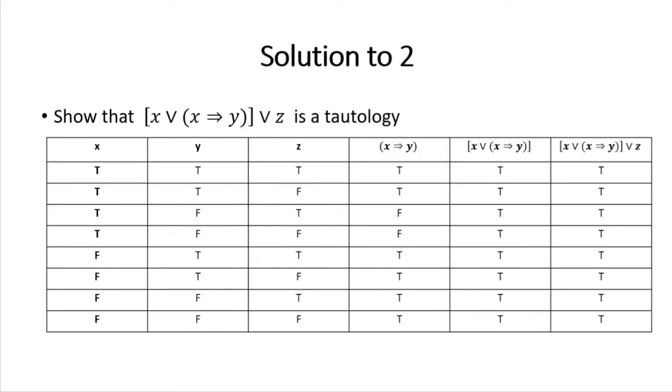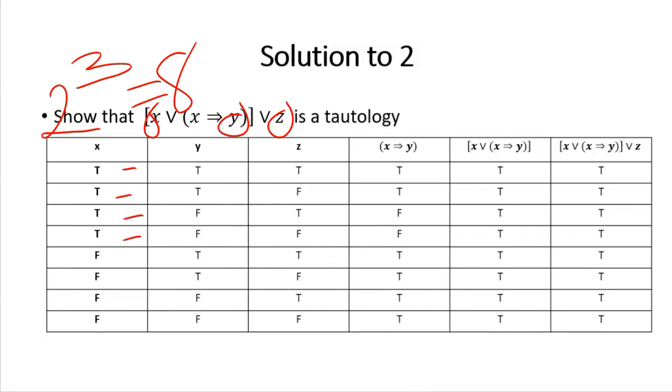Okay, next one, question number 2. How many statements does it have? Let's look at it. We have X, we have Y, we have Z. So we have 3 statements. Once we have 3, we're basically taking 2 to the power 3, so we have 8 entries. 8 entries in this form. See, T, T, T, T, F, F, F, F.